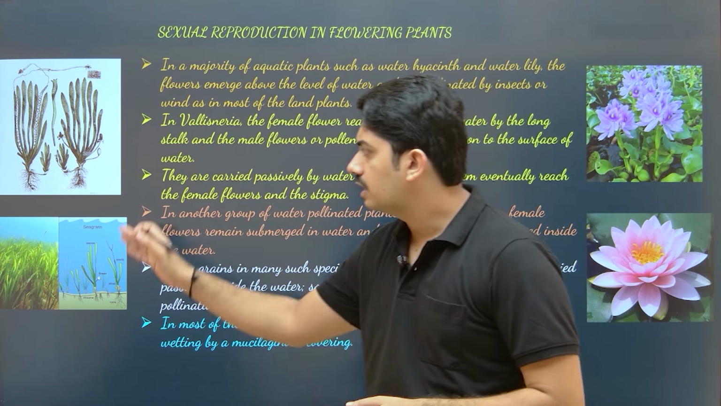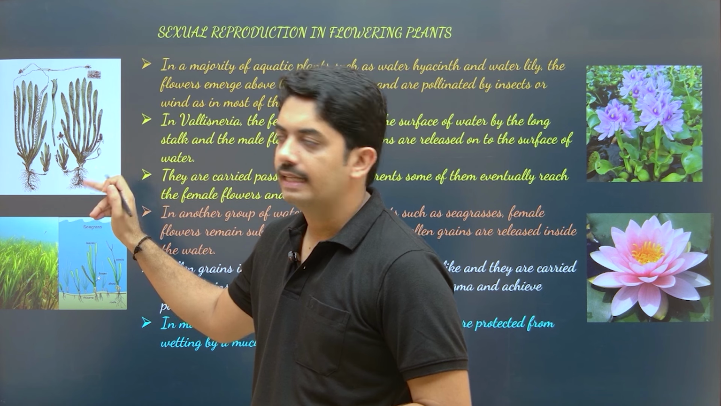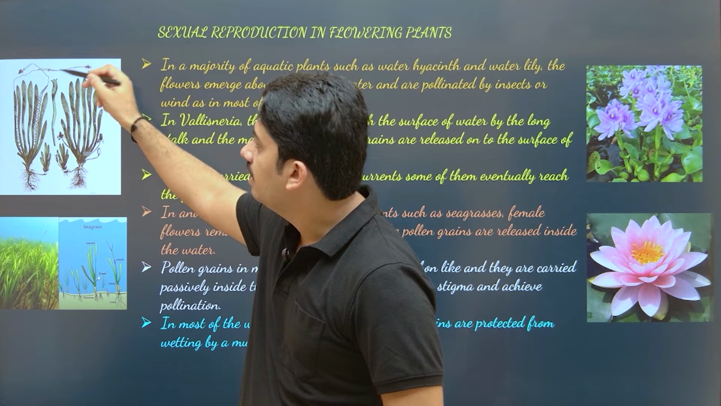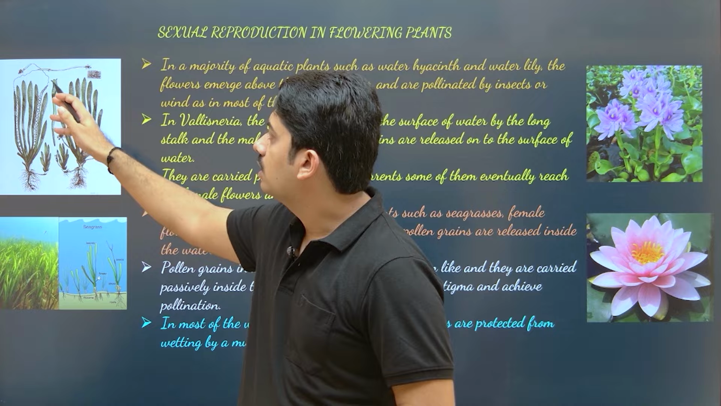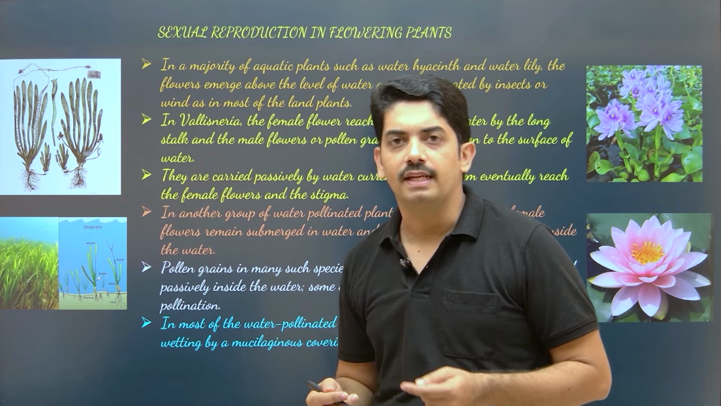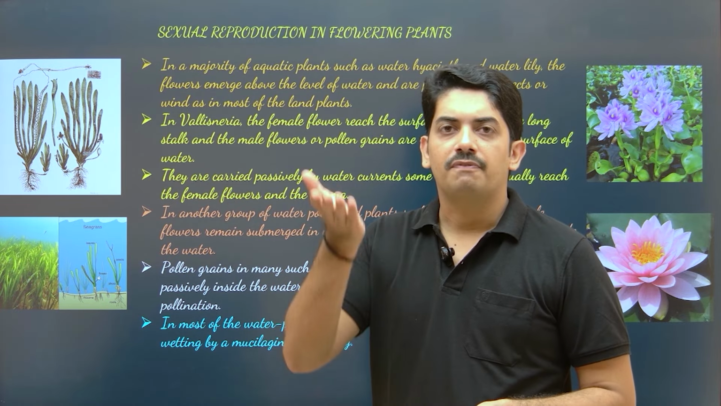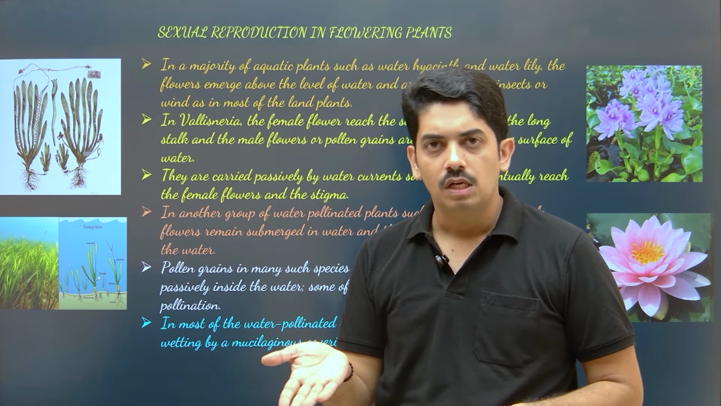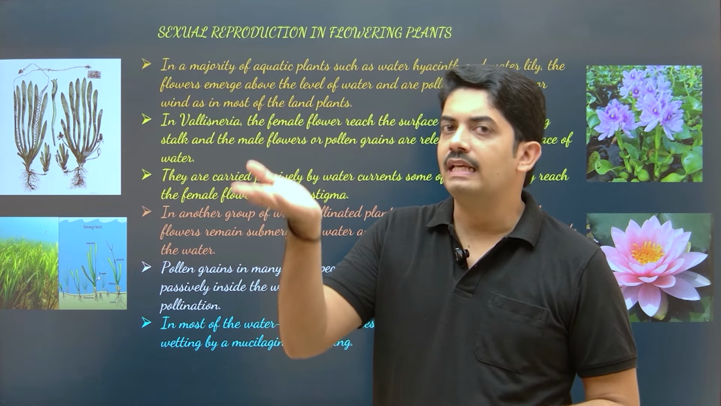Now here if you come and observe, this is the Vallisneria. Just observe the female flowers, how beautiful they are. Look at the stalk of the flower. It is like a spring. Why? Sometimes the surface of the water will go down. Sometimes because of a rush of water the level will increase.